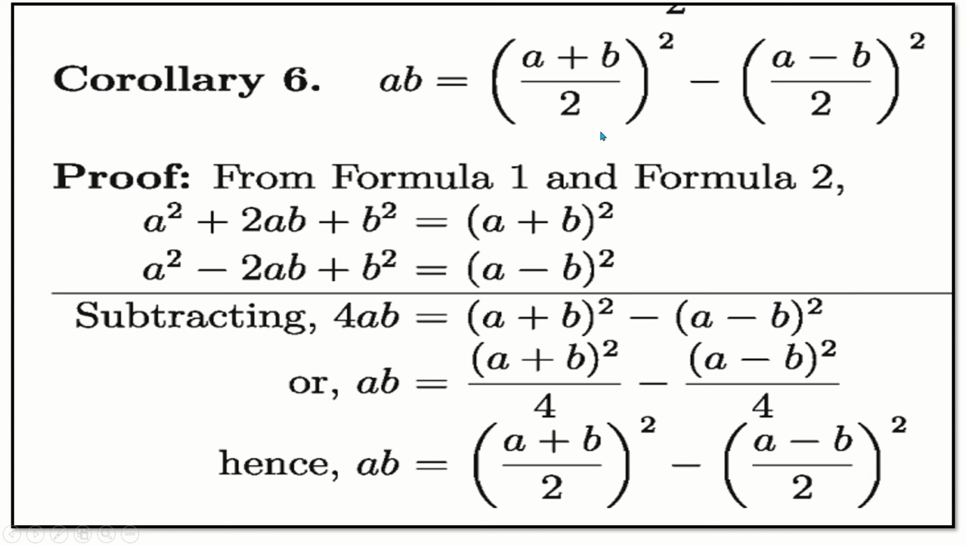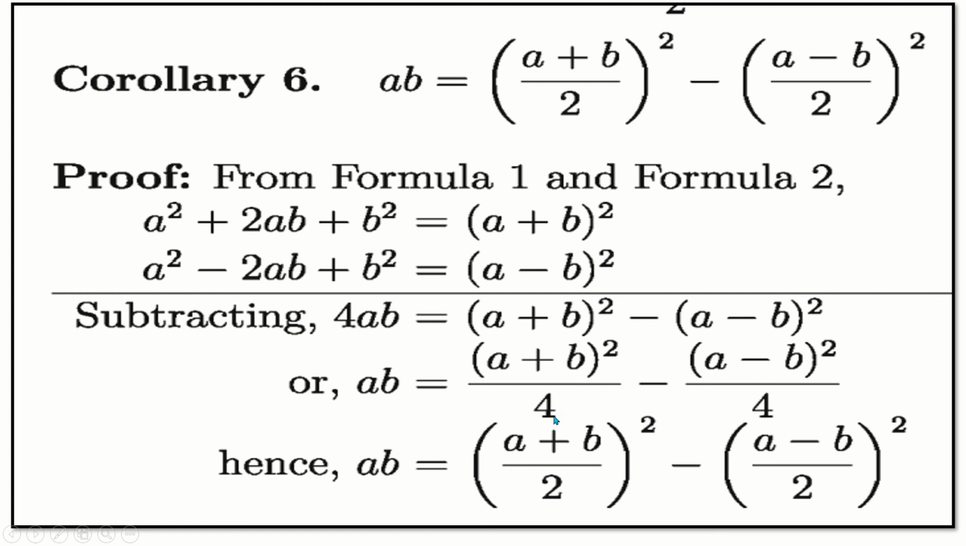Another corollary: ab equals ((a plus b) divided by 2) whole square minus ((a minus b) divided by 2) whole square. From formulas 1 and 2, same: a square plus 2ab plus b square equals (a plus b) whole square, and a square minus 2ab plus b square equals (a minus b) whole square. Now subtracting, the signs change here, here, and here. So this cuts, this cuts, and here will be 4ab and the right side will be (a plus b) whole square minus (a minus b) whole square. Therefore ab equals (a plus b) whole square by 4 minus (a minus b) whole square by 4.